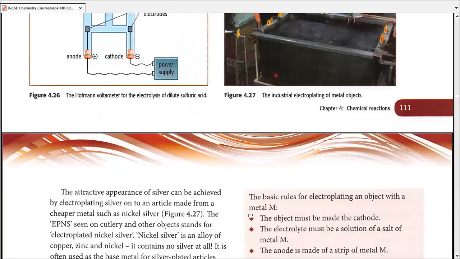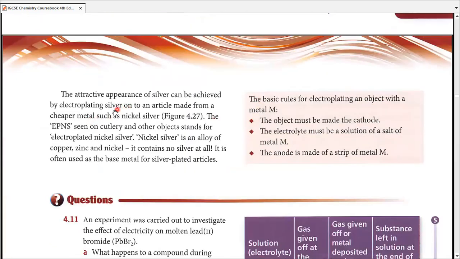Now, that's not it. The topic goes on. We electroplate silver on some cheaper stuff. We can see it on top of cutlery, the forks and the knives, the spoons that we use. They don't rust no matter what kind of water we put on them, what kind of acidic stuff we put on them. They don't rust usually. Electroplated nickel silver is a common alloy that we use all the time. Apart from that, gold plating is something which is pretty common around the world.